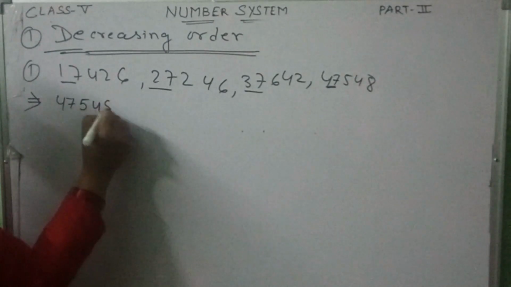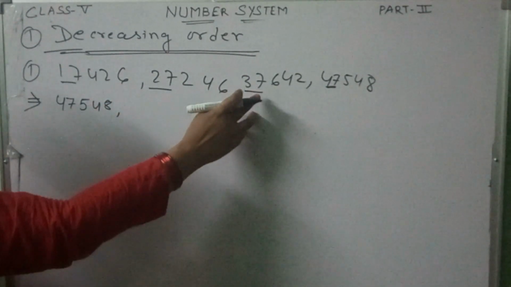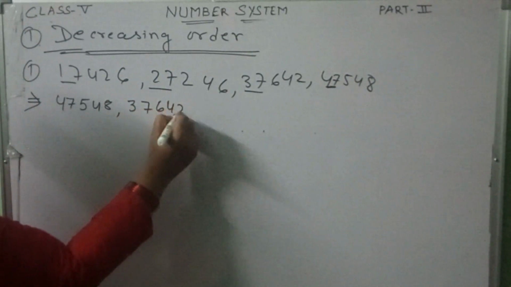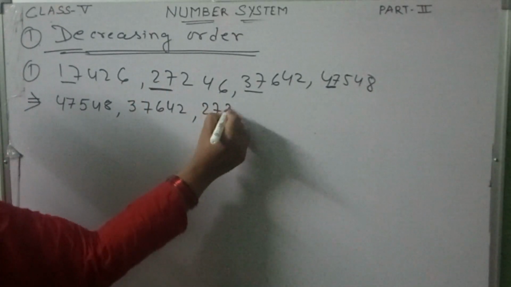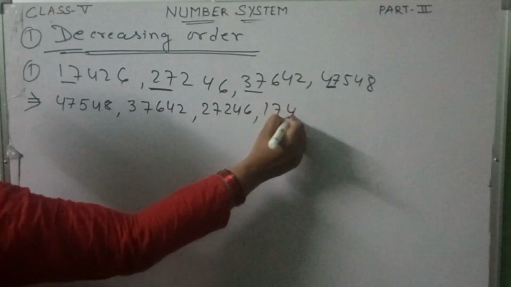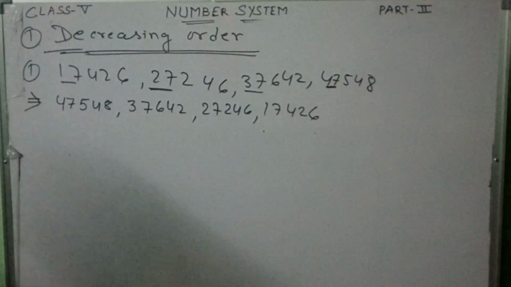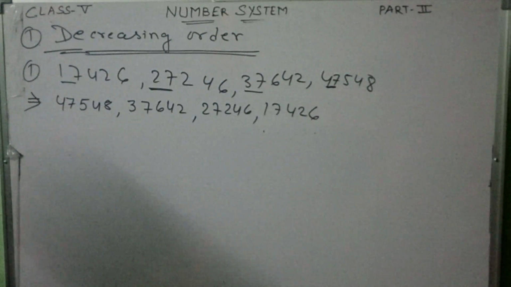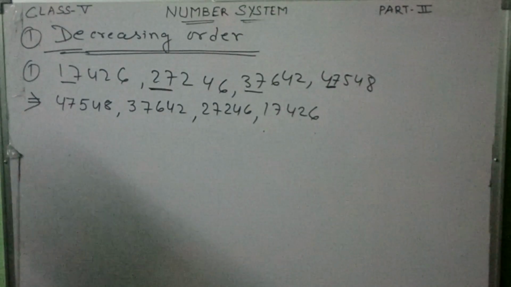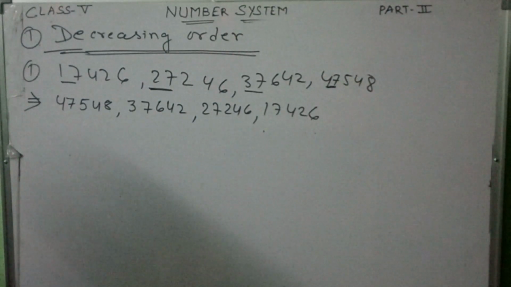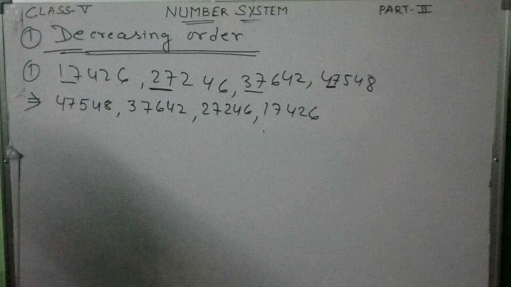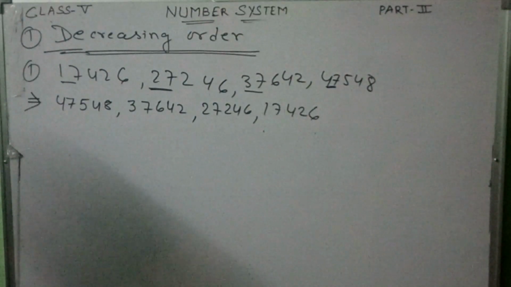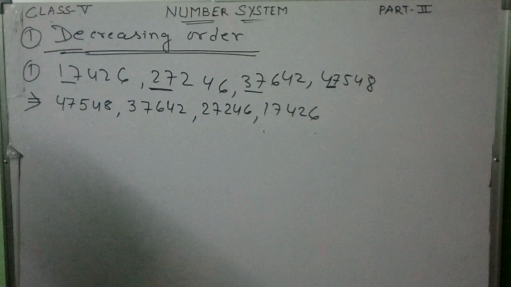So we will write 47,548. Next largest number, check the thousands digit: 37, 27, 17. Which one? This one. So we will write 37,642. Then 27,246. Then 17,426. Is it easy? Simply we compare the digits. First we check how many digits, whether all digits are the same or not, and then we check the place values and compare the numbers. In decreasing order we write the largest number first, then smaller, at last the smallest. And in increasing order first we write the smallest number, then larger, at last the largest number.